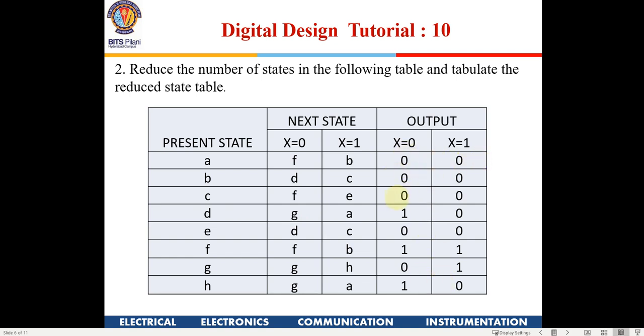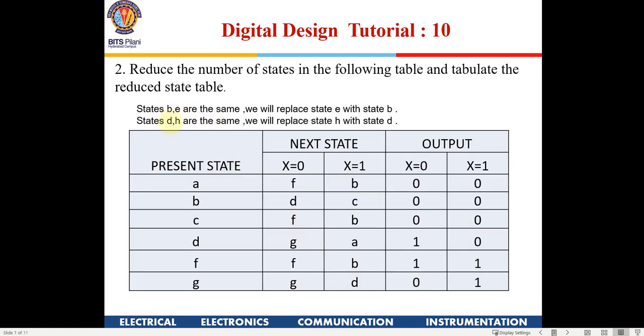So this is 0, 0, 0, 0, 0, 0 here. There are three zeros here. Yes, D and H are absolutely the same. Okay, so we can do that. Is there any other combination? Anybody else? Yeah, B and E. So clearly these two states are there: B, E and D, H.